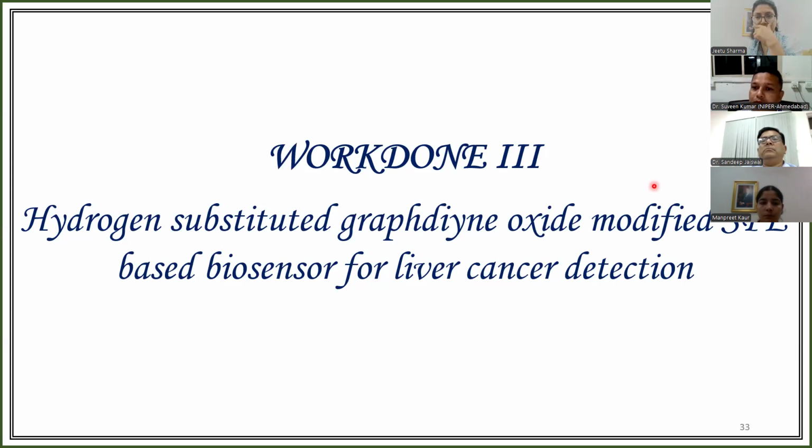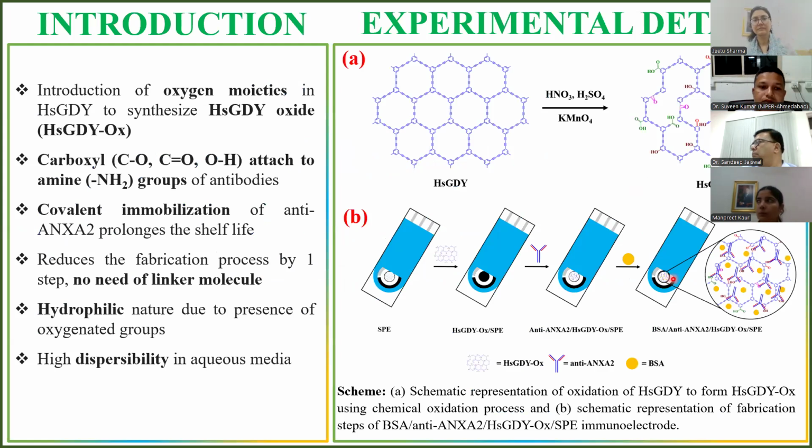So now we have used a screen printed electrode. This is the screen printed electrode, and we have modified it with the help of hydrogen substrate graphene oxide, and after that we covalently immobilized antibody, and then BSA to block non-specific binding sites. This type of functional group, like the CHO group, we are predicting to appear on the hydrogen substrate graphene oxide.